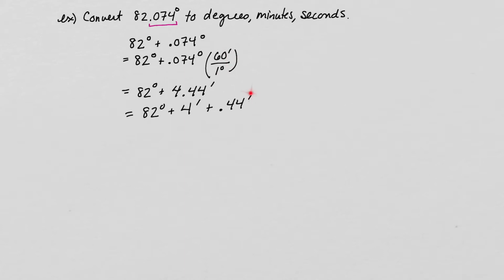So now here I want to get rid of the minutes and turn these minutes into seconds. And so to go from minutes to seconds, we have 82 degrees plus 4 minutes plus 0.44 minutes times 1 minute is the same as 60 seconds.